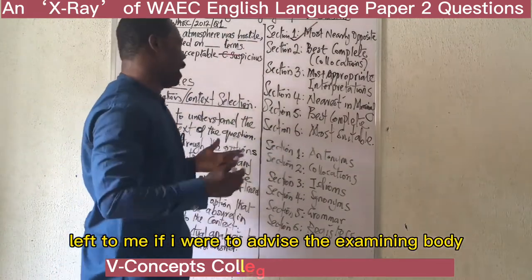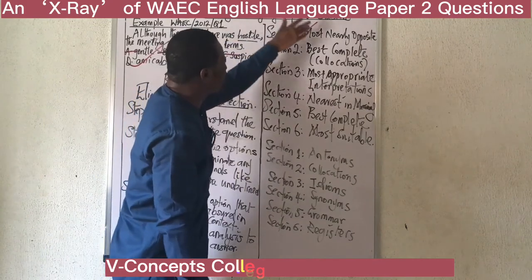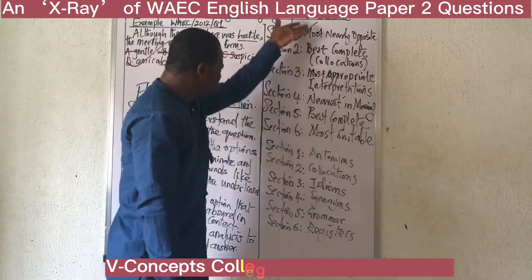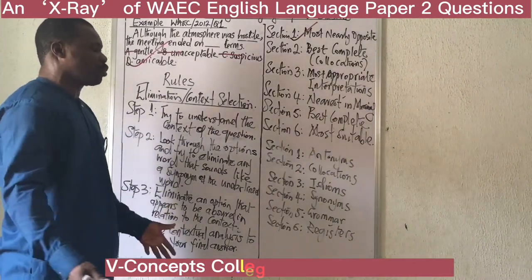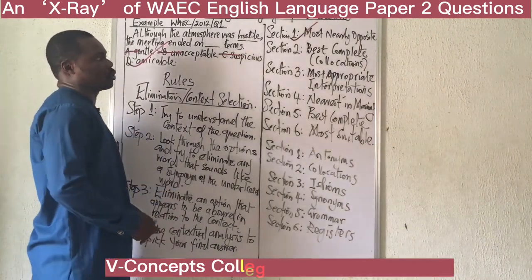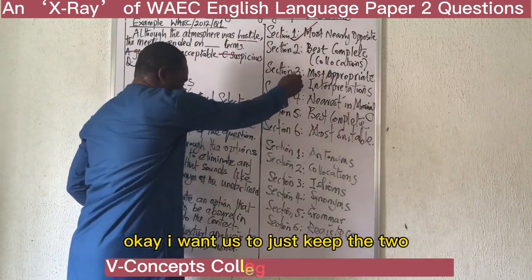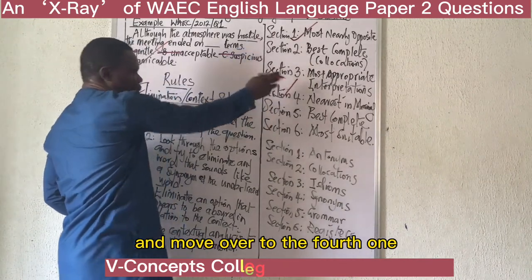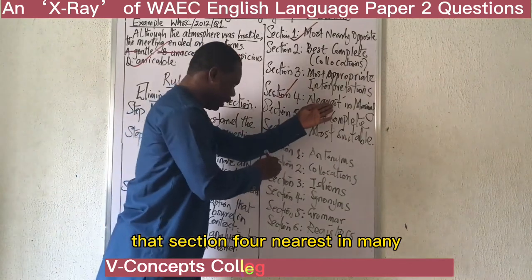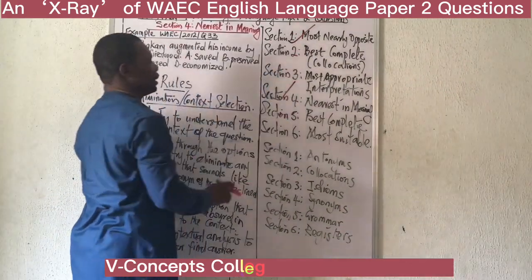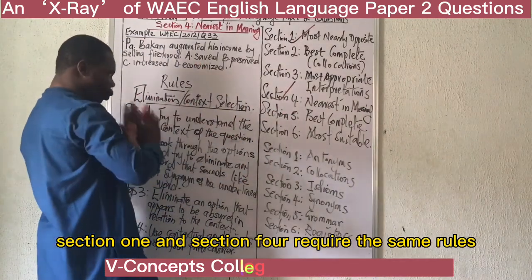Left to me, if I were to advise the examining body, I'd say, after considering section 1 as most nearly opposite, just put section 2 as nearest in meaning so that you can work together. But fortunately or unfortunately, they separated the section. But for the purpose of this video, I want us to skip section 2 and move over to section 4, nearest in meaning. That said, section 1 and section 4 require the same rules.